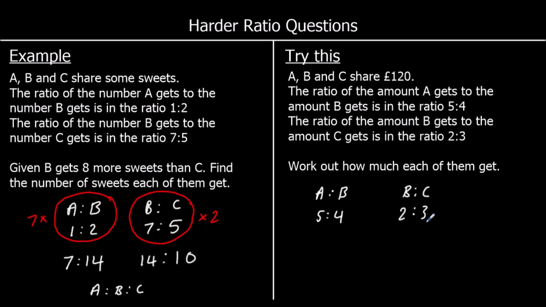And we need to put these ratios together. So we're going to make B the same. So I'm actually going to leave A to B as it is and just double B to C.